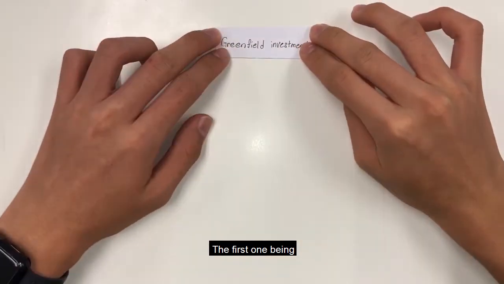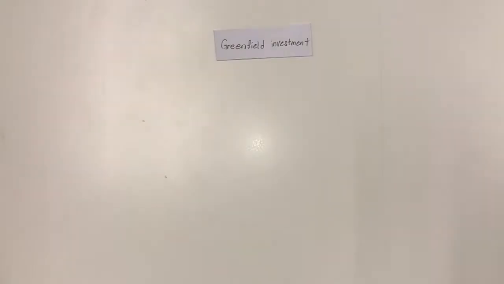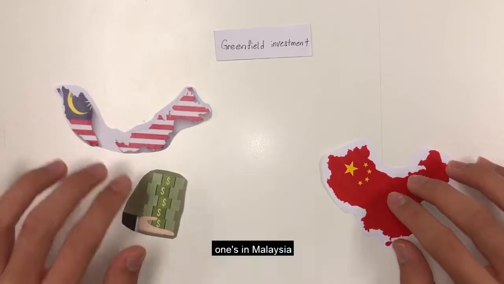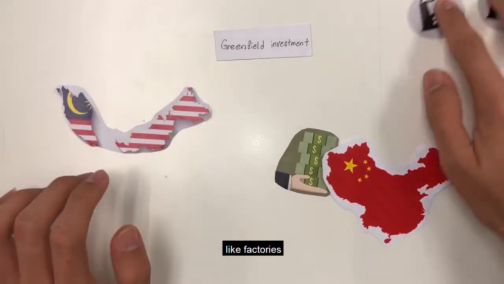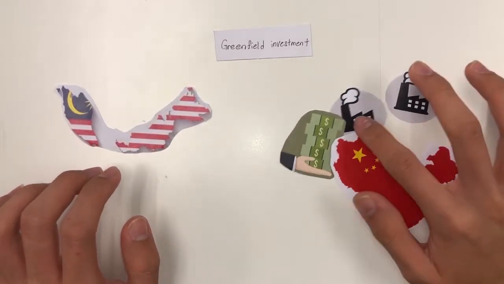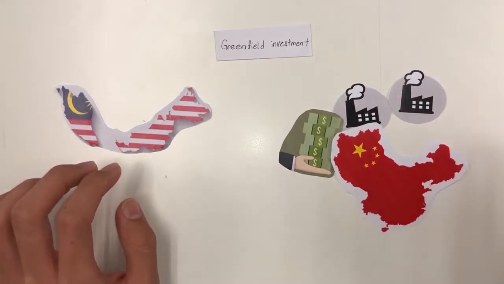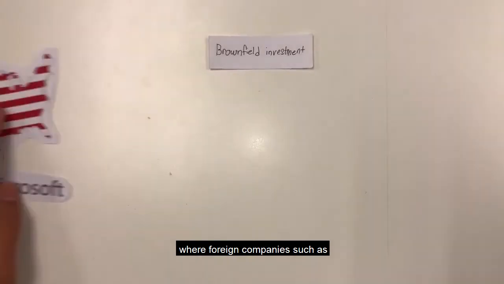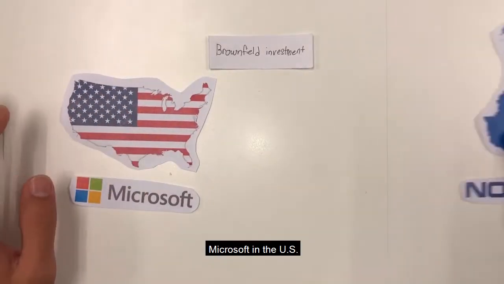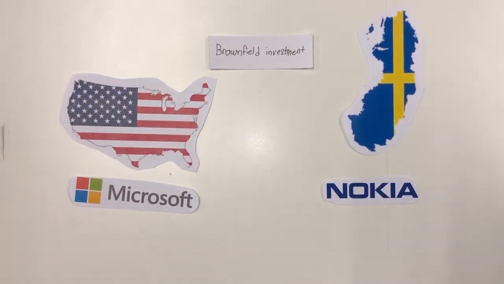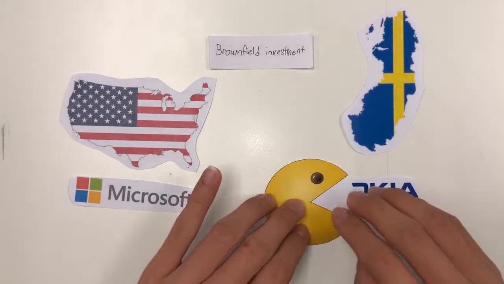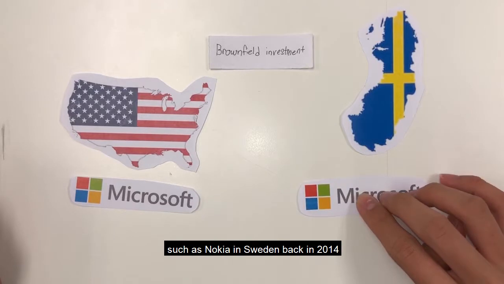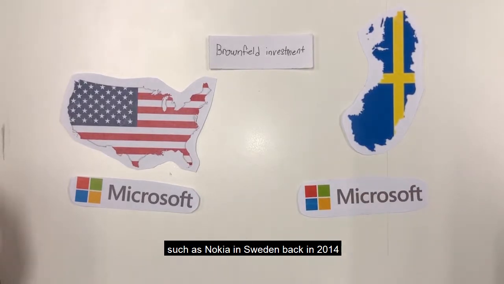So there are two types of FDI. The first one being the greenfield investment, where foreign firms, such as ones in Malaysia, invest and build new entities like factories in another country, such as China, from scratch. The second type is called the brownfield investment, where foreign companies such as Microsoft in the US purchase an existing entity that has been established in another country, such as Nokia in Sweden, back in 2014.